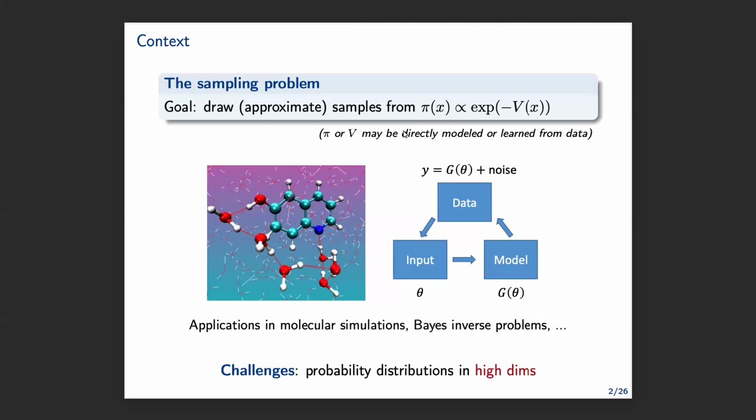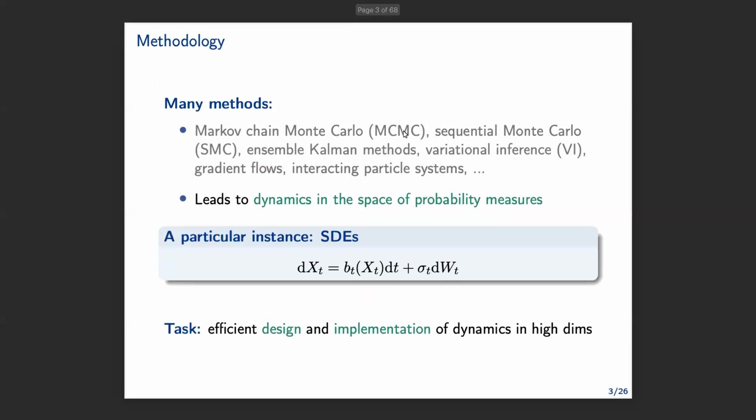One of the challenges of this problem is that we may need to deal with probability distributions in high dimensions, if the state space X is big. So it can sometimes be computationally very hard to traverse or to navigate this high-dimensional probability distribution space. Many methods have been proposed in the literature to solve this problem, say the classical Markov chain Monte Carlo method and the sequential Monte Carlo method. Most of them lead to some dynamics in the space of probability measures. If you run the dynamics, eventually you end up with some approximation of the target distribution you want to sample. A particular instance includes the stochastic differential equations.